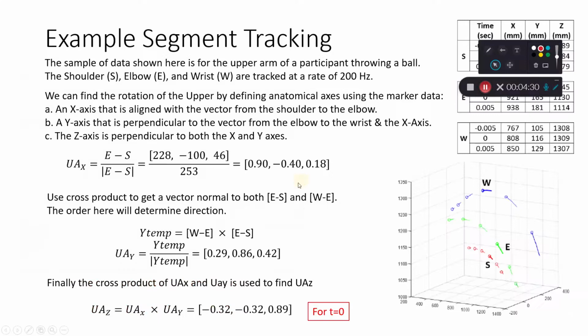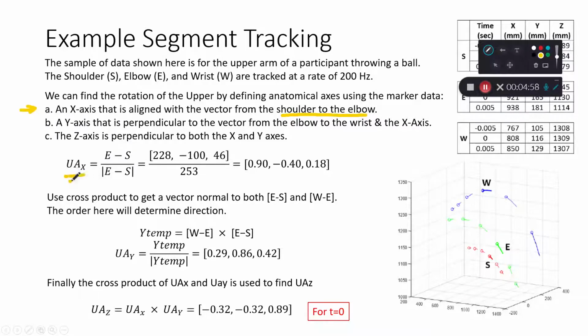So keeping that in mind, let's take a look at our example. We're going to use the markers on the shoulder, elbow, and the wrist to track the upper arm, and we need to define our anatomical axis based off those marker positions. We're going to start with the x-axis. The x-axis of the anatomical frame is going to be aligned with the vector from the shoulder to the elbow. So again, from the shoulder to the elbow.